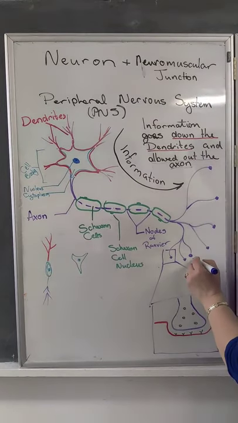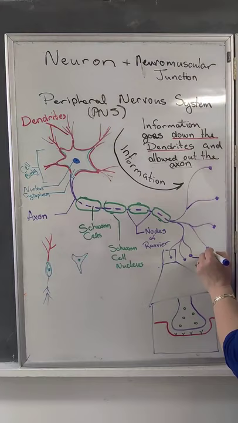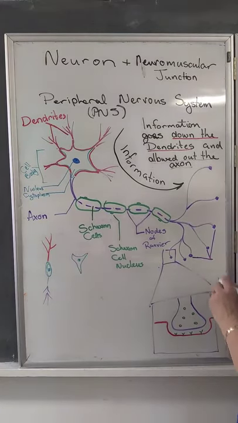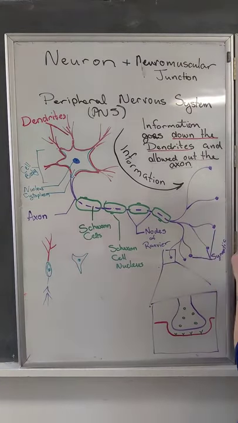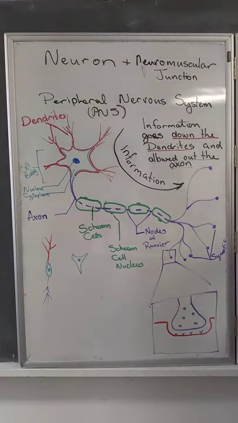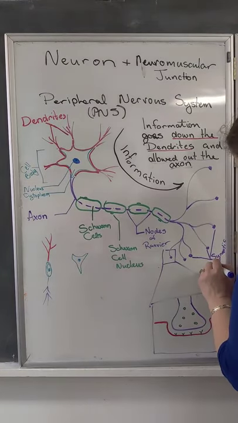Okay, and then here we have these bulbs here at the ends. These are synaptic. I needed slightly more paper. A synaptic knob.